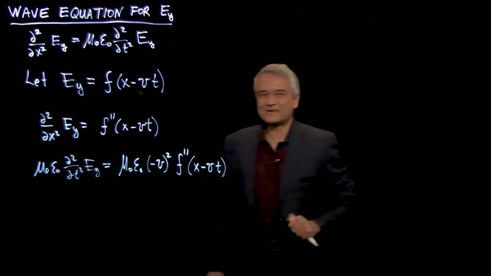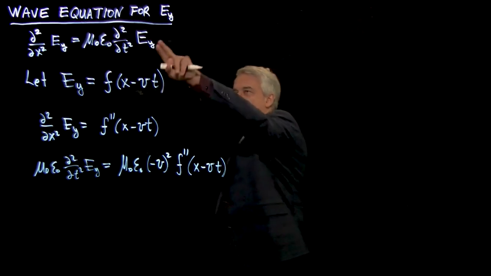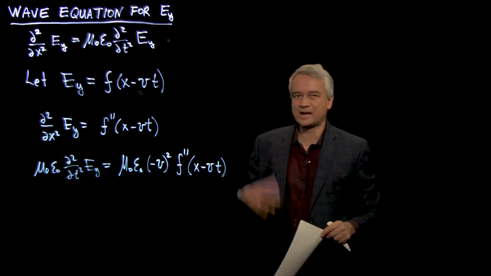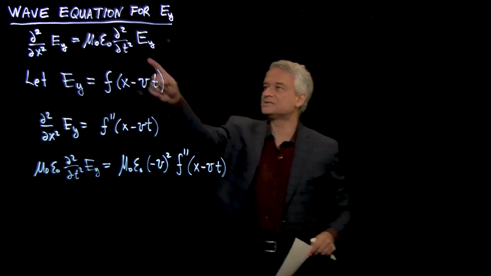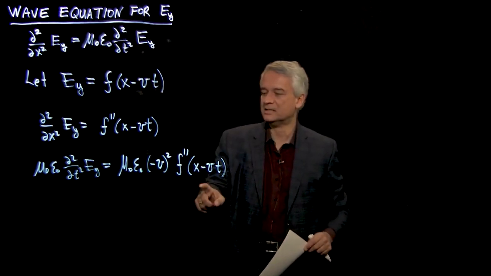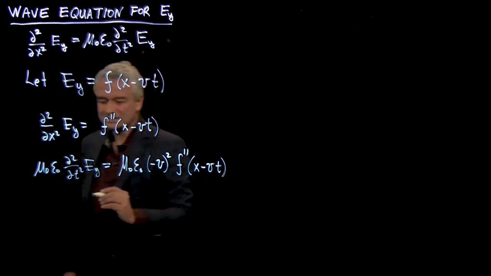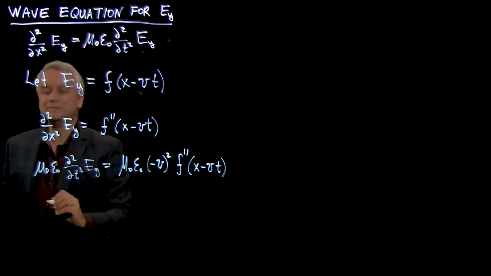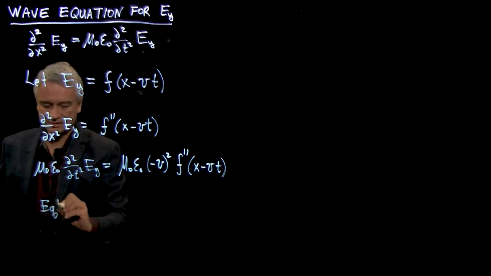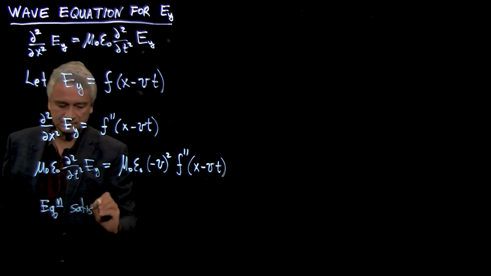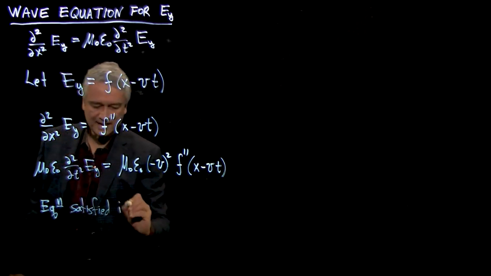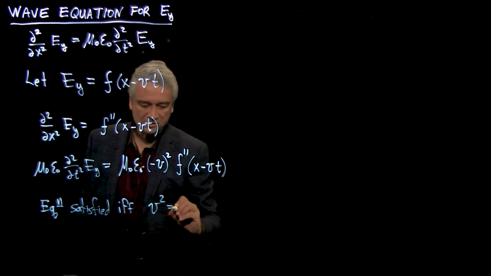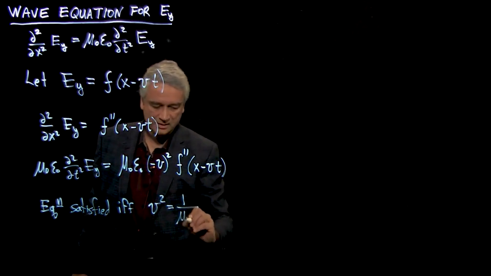So, have I satisfied the equation? Well, this equation, which came to us from Maxwell's equations, from Ampere-Maxwell plus Faraday, manipulated in the way that we saw in previous videos, this equation will be satisfied if this equals this. And what you see is that this equation is satisfied if and only if v squared is equal to 1 over mu naught epsilon naught.